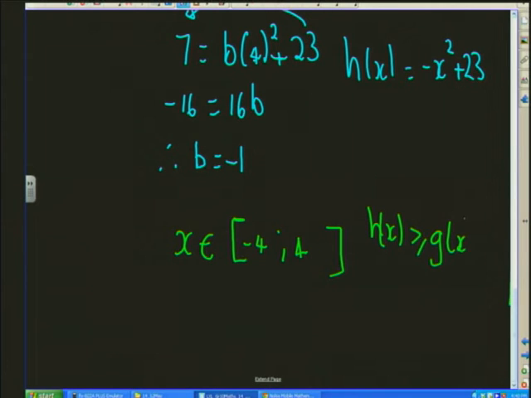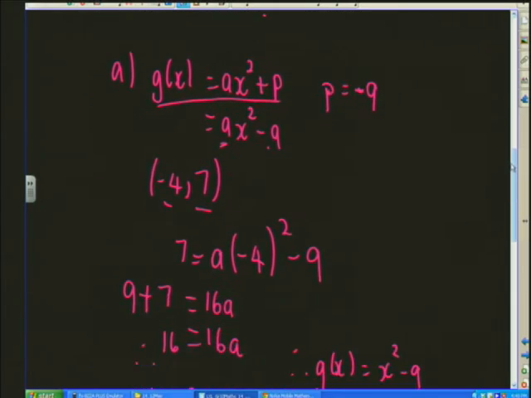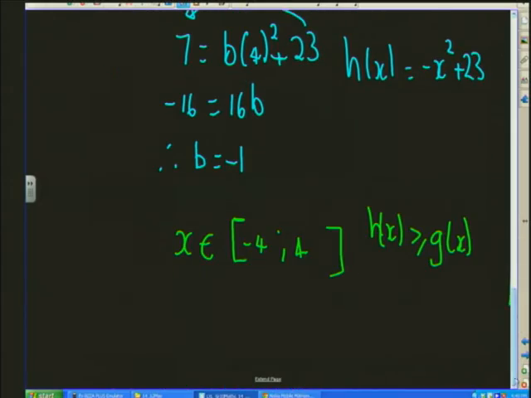So that happens anywhere within that interval. Okay. All right. And then the last one, part D. For what values of x is g of x increasing? So that was part C.